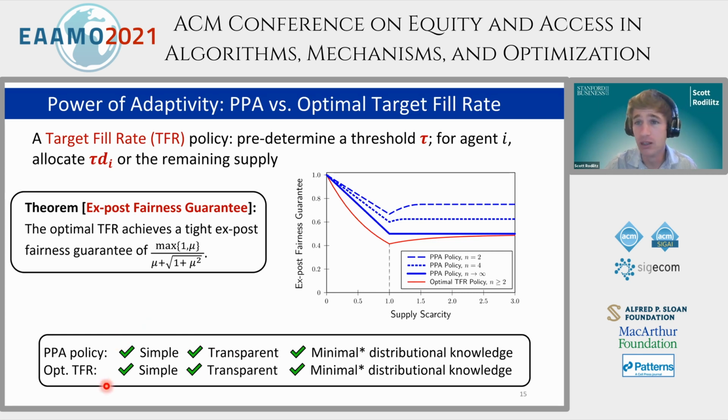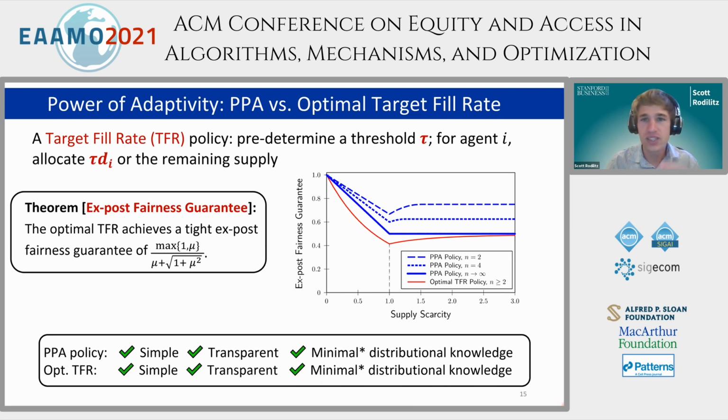So both are pretty simple and fairly clear in terms of what they're accomplishing and how easy they are to explain. In their own ways, both require minimal distributional knowledge as well, right? We just need these first conditional moments for each agent's individual demand, whereas the optimal TFR policy requires full knowledge of the demand, but only the total demand distribution.